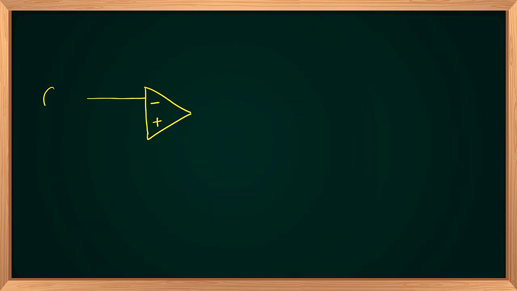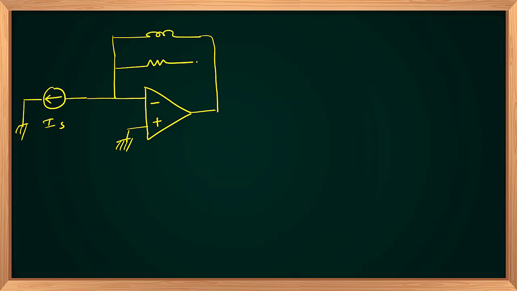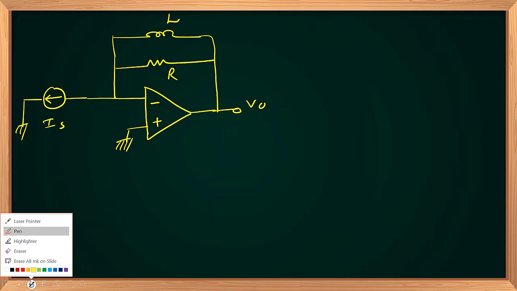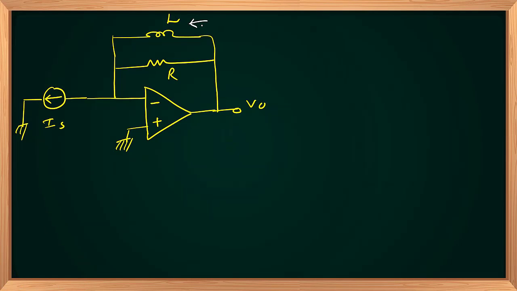Suppose you are driving a circuit using a current source, let me mark it as IS, grounded, and in the feedback loop we have two components, an inductor in parallel with a resistor, L and R. Let us identify the type of filter. Here the inductor L is a frequency dependent element. Its impedance will vary as the frequency of operation varies, or the frequency of source IS.